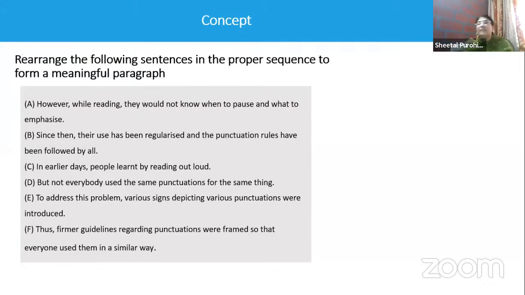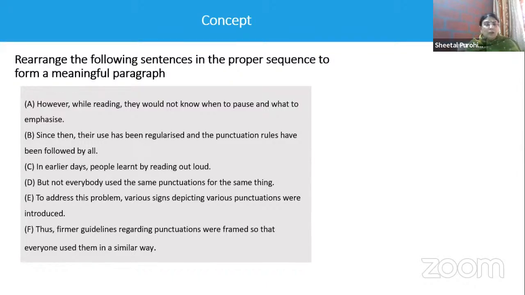You see, I'm not reading the complete sentence and I'm looking at it. In earlier days, people learnt by reading out loud. Yeah, this is making one statement. It is very much okay. Like, it could be the candidate for the first sentence. We'll keep it on hold. But not everybody uses the same punctuations for the same thing. Now here it is talking about the punctuation. So we have not used the punctuation in the first sentence.